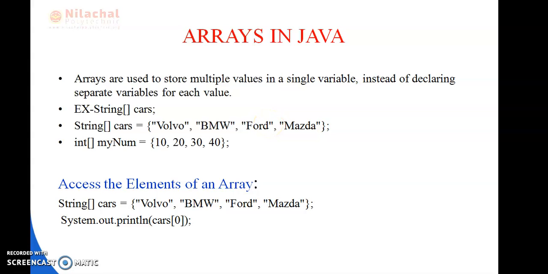Then comes how I declare integer data in an array: int, my name, 10, 20, 30, 40. How can you access the elements of an array? Elements of an array can be accessed by using System.out.println. Cars[0] means, at this 0 position, which one is stored? Volvo is stored.